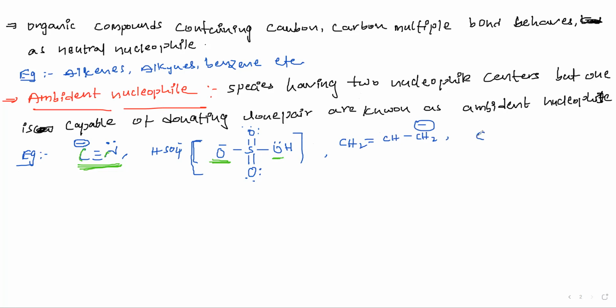Ambident is nothing but it contains two nucleophiles.